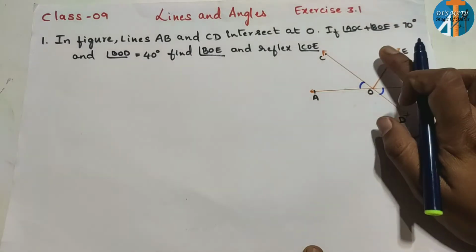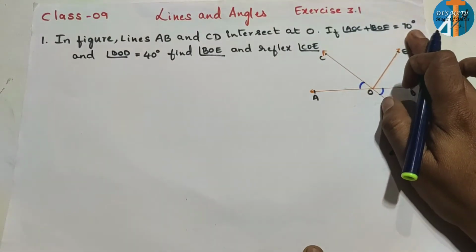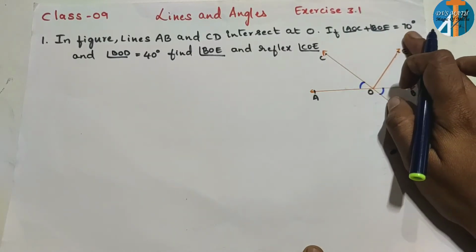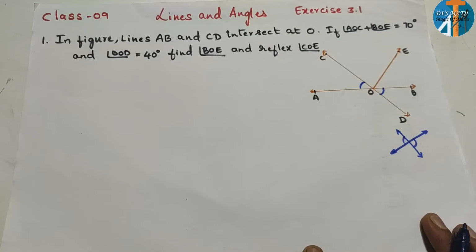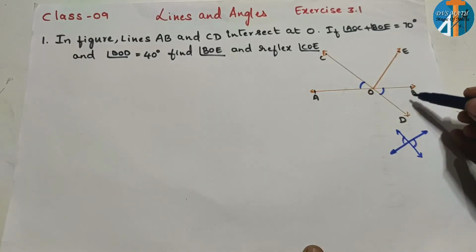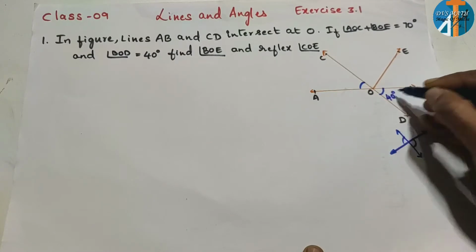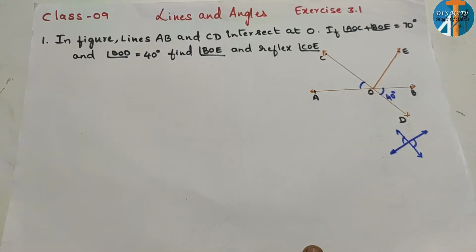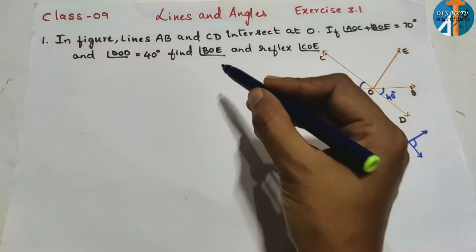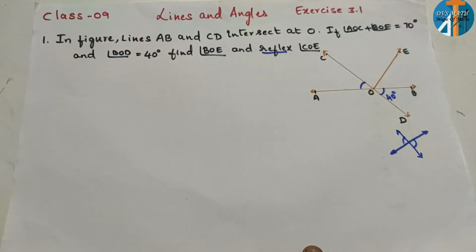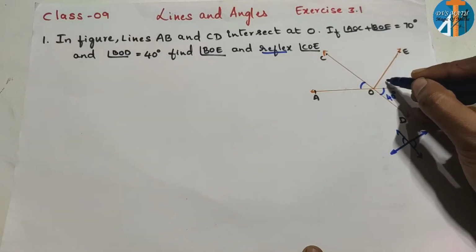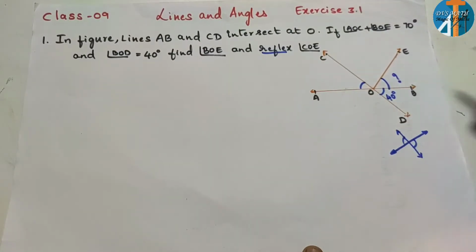If angle AOC plus angle BOE is equal to 70 degree, meaning the sum of these two angles is 70 degree, and angle BOD is equal to 40 degree. Here they gave one angle, that is BOD, equal to 40 degree. Find BOE and reflex COE. Listen carefully, the word reflex they have mentioned means reflex angle. So first what we have to find? We have to find this angle BOE, and the reflex angle, which is more than 180 degree and less than 360 degree.